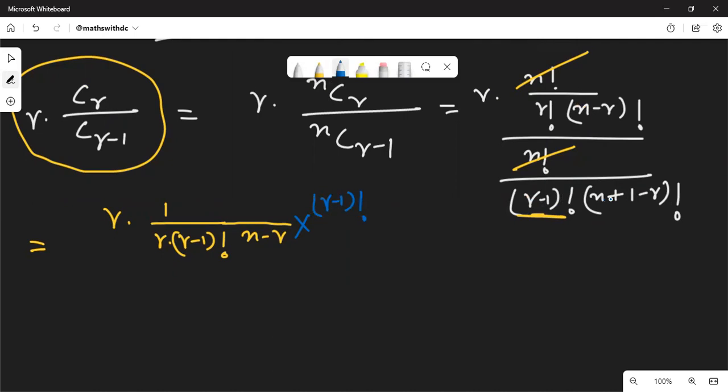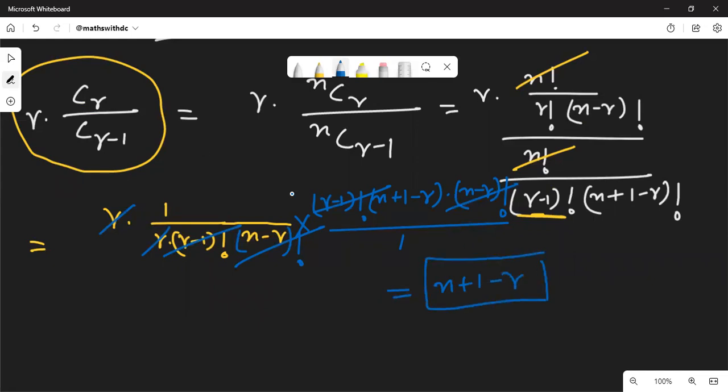And this n plus 1 minus R is n plus 1 minus R, times (n minus R) factorial. This n and n got cancelled, so we have just 1. Now let us cancel this R and R, and (R minus 1) and (R minus 1). It was (n minus R) factorial here, so (n minus R) factorial and (n minus R) factorial is gone. We are left only with n plus 1 minus R.